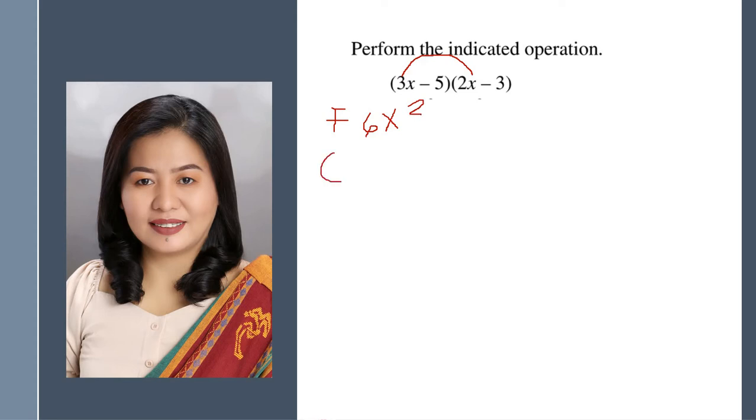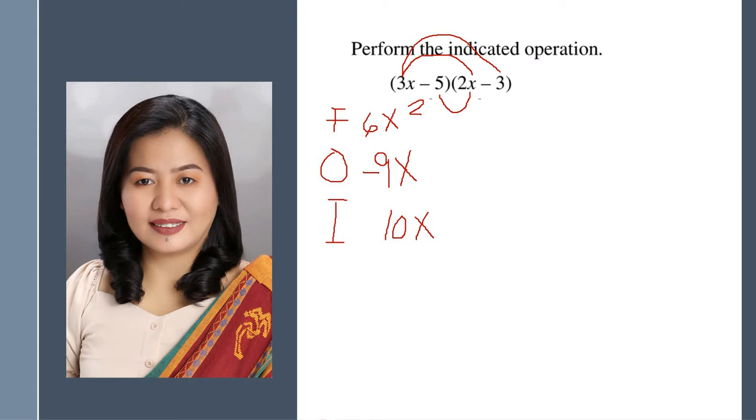And then the outer terms, the 3x and the 3. So 3x times 3 is 9x. But 3 is negative, so positive times negative is negative. And we solve the inside: 5 times 2 gives us 10, and we have x. By the way, 3x times 3, there is no exponent there, so that's only 9x.